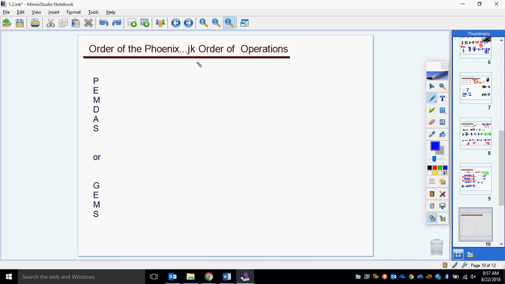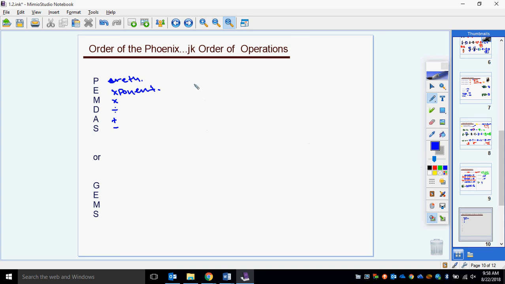Order of operations. You guys have all heard of PEMDAS. It's parentheses, exponents, multiplication, division, addition, and subtraction. But I don't like it. I think it's incorrect for a couple different reasons. And you can tell your teachers that they've been teaching you wrong all along. I don't care, have them take it up with me.